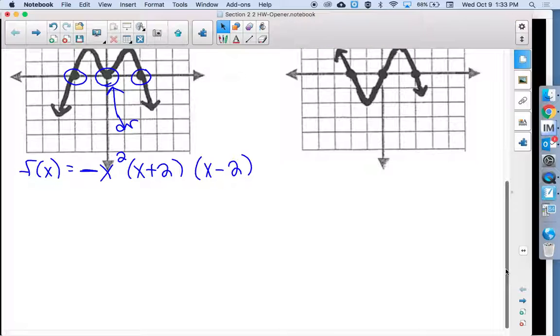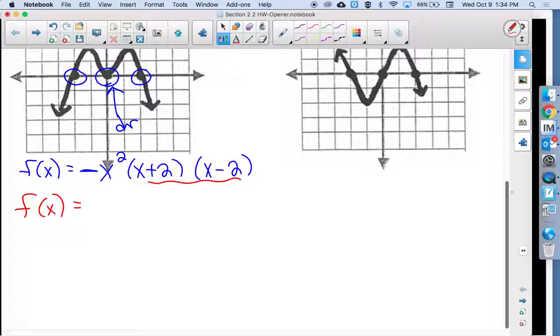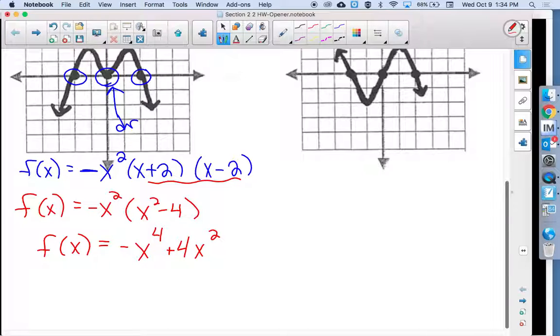Kevin, what would you do to get this to have a standard form of a polynomial? I factored x plus 2, x minus 2. And when you multiply those together, you get x squared minus 4. And then if you distribute that negative x squared through, you end up with negative x to the 4th minus 4x squared. Or close. Plus. Plus 4, that's right, x squared. So now I have a polynomial function in standard form.